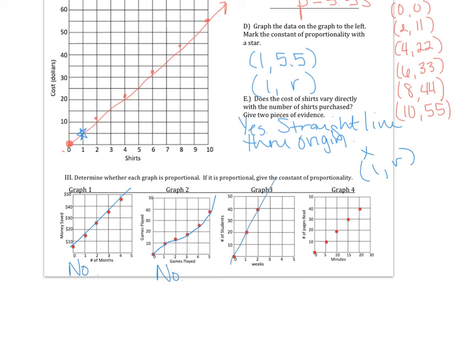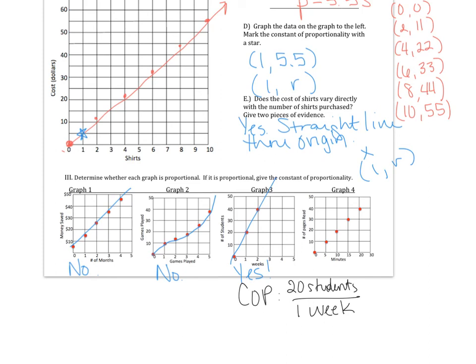Graph 3, connect those dots. It is a straight line, and it does go through the origin. So I'm going to read the graph. I'm going to go to 1, and then go up to that Y value, which is 20. So my constant of proportionality would be 20 students, reading my Y label, per 1 week, reading that X label.